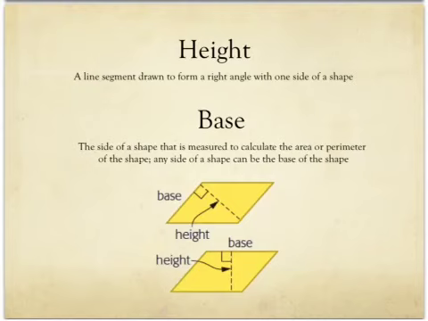We have height, which is a line segment drawn to form a right angle with one side of a shape, as we can see here in this diagram and here in this diagram. And the base is the side of a shape that is measured to calculate the area or perimeter of the shape. Any side of a shape can be the base of the shape. So here is the base, but the base could also be here, here, or here. And on this diagram, the base is here, but it could also be here, here, or here.